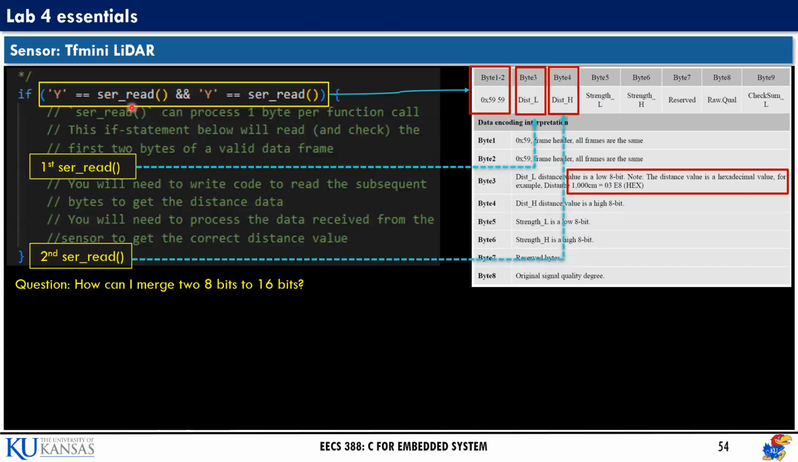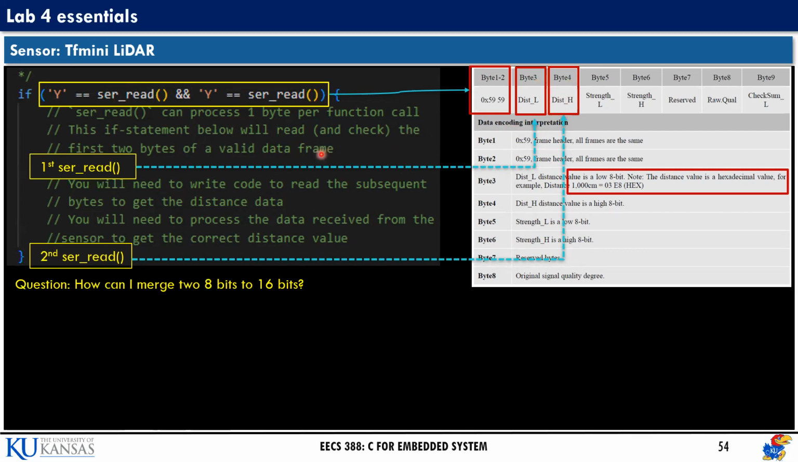So if the first function call gives us Y and the next function call also gives us Y, that means we already read the value from byte 1 and byte 2. Now, if we call the serial_read function again, we can access the value of byte 3, that is distance low. And if we call the serial read function again, we are going to get the value of distance from byte 4.